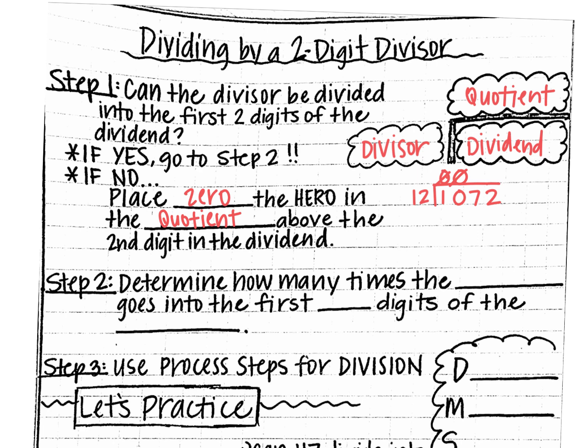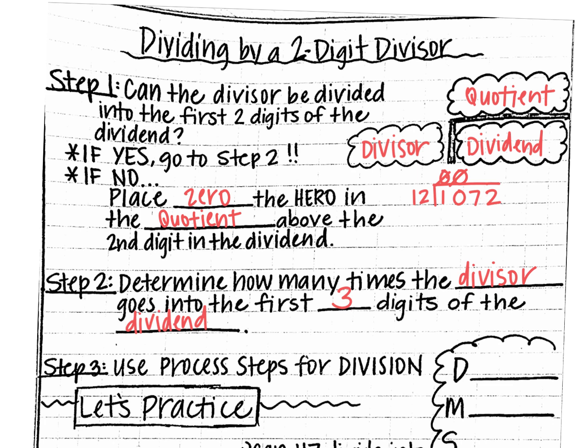All right. Now what I'm looking at is I want to see, okay, so if 12 can't go into 10, then I need to go on to step 2. So step 2 says determine how many times the divisor goes into the first 3 digits of the dividend. So now I'm not just looking at 12 into 10, I'm looking at how many times 12 can go into 107. So how many groups of 12 can I make out of 107?